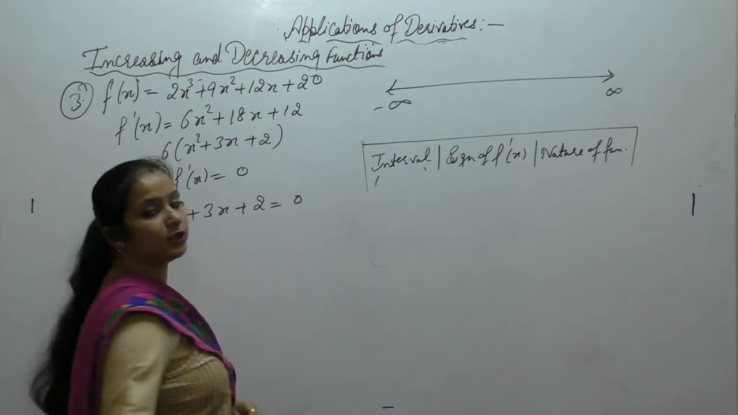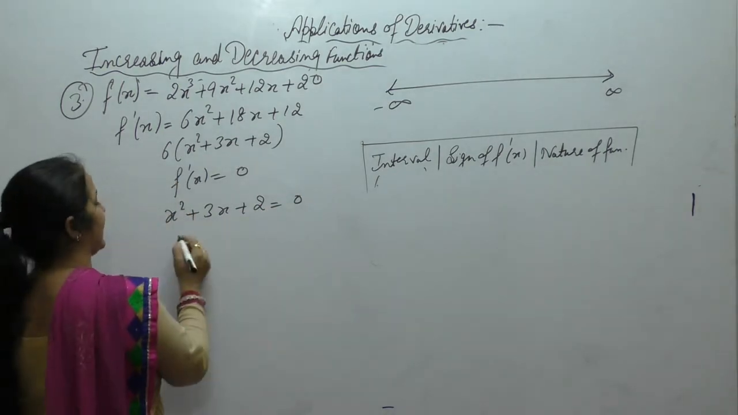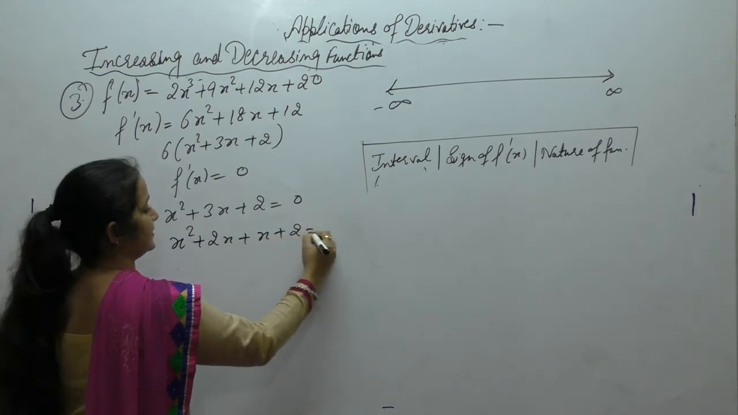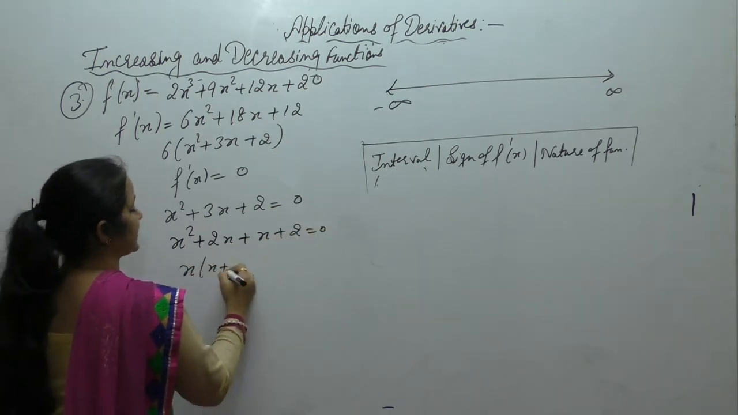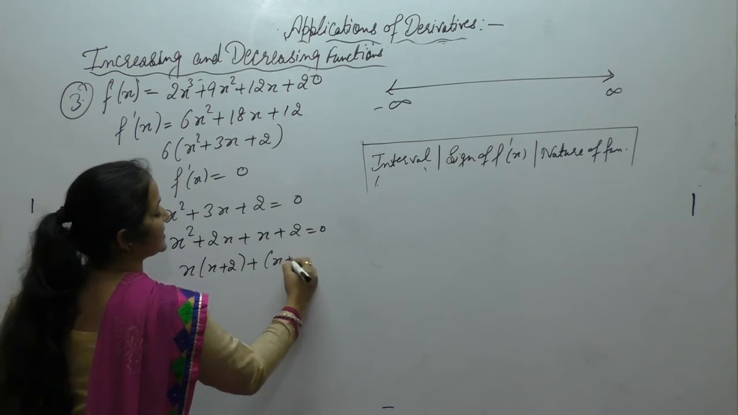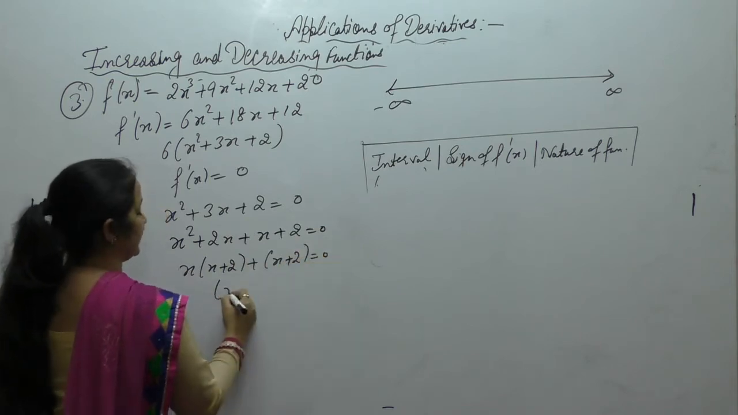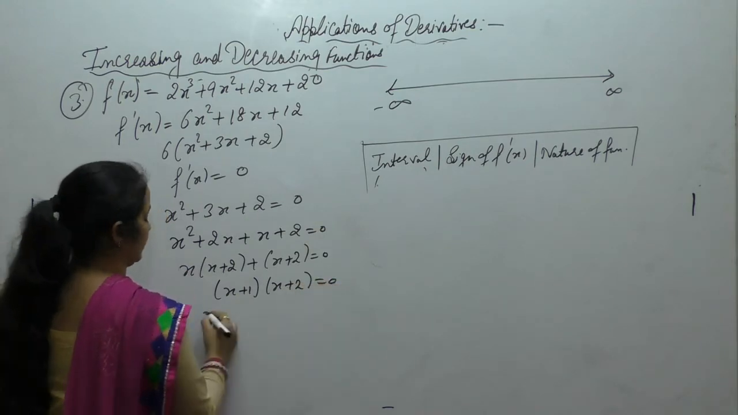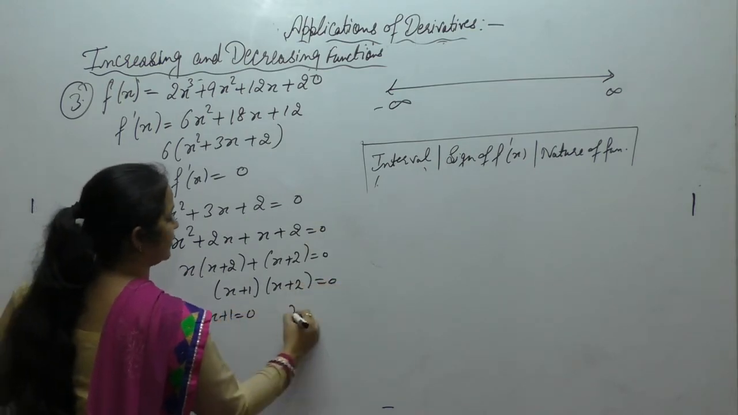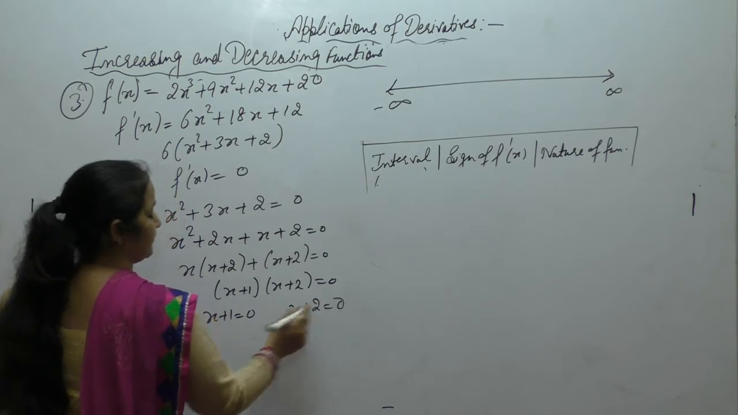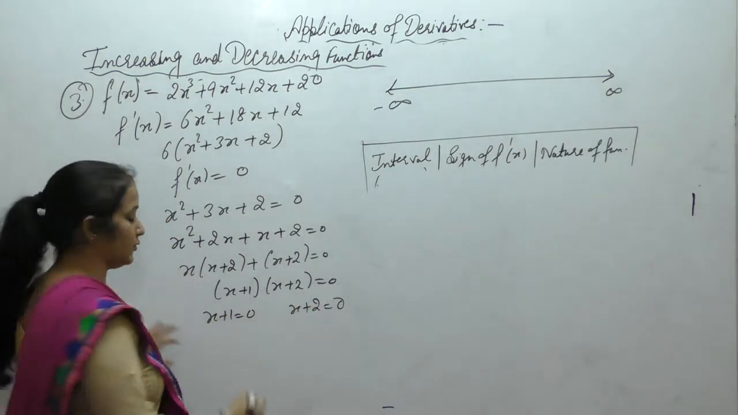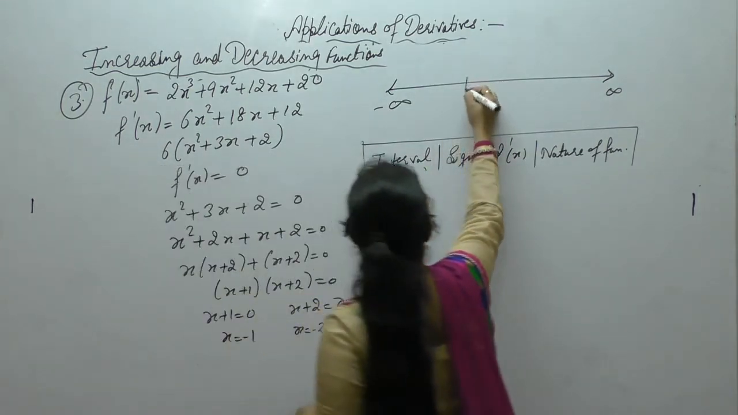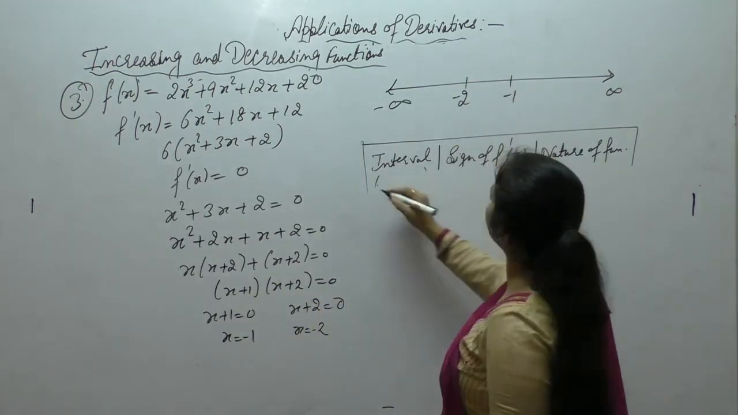On multiplication, we want the term plus 2, and on adding and subtracting, plus 3. So 2x plus x. Take x common: x plus 2 plus x plus 2. So we get the factors as x plus 1 and x plus 2. Product of two factors is 0. It means either one of the factors is 0 or the other. So we get x as minus 1 and minus 2. x is minus 2 and minus 1.